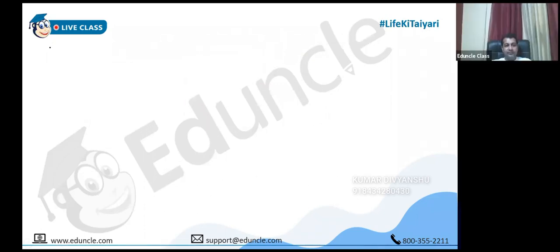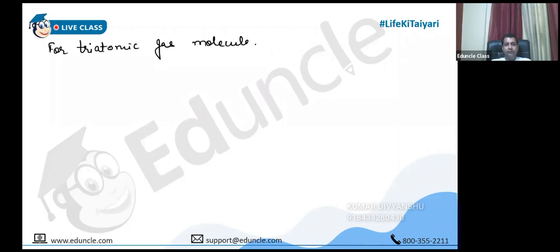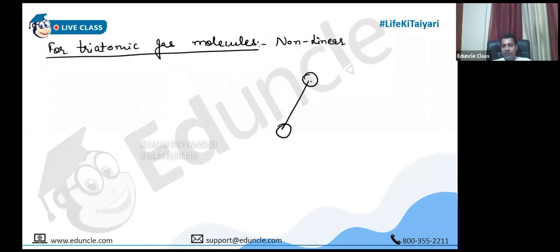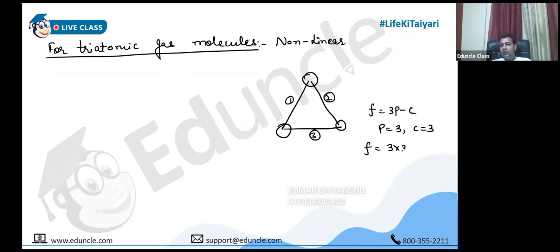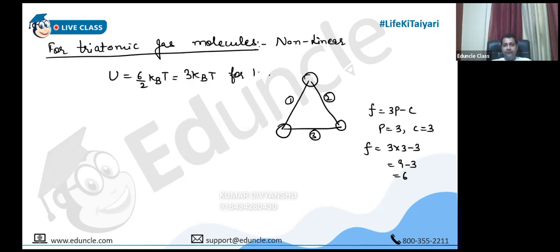So what about non-linear? Yes, sir. It is 6 now. Non-linear means the molecule shape can be like this. So now how many constraints are there? 3, 1, 2, 3. So if you make use of this expression, P is 3, C is also 3. So it is 3 into 3 minus 3, that is 6. So U will be 6 by 2 kT, that is 3 kT for 1 molecule. And it will be 3 N_A kT for 1 mole, 3 RT for 1 mole.